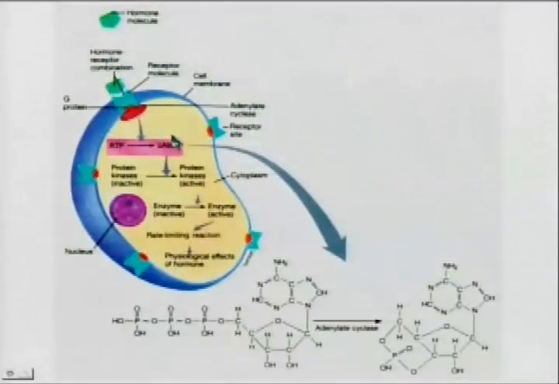So one second messenger can affect many different aspects of the target cell, all of which are targets in a neuron, including membrane ion channels and other receptors possibly. So here is the ATP, and this is the cyclic AMP. Could you recognize that?